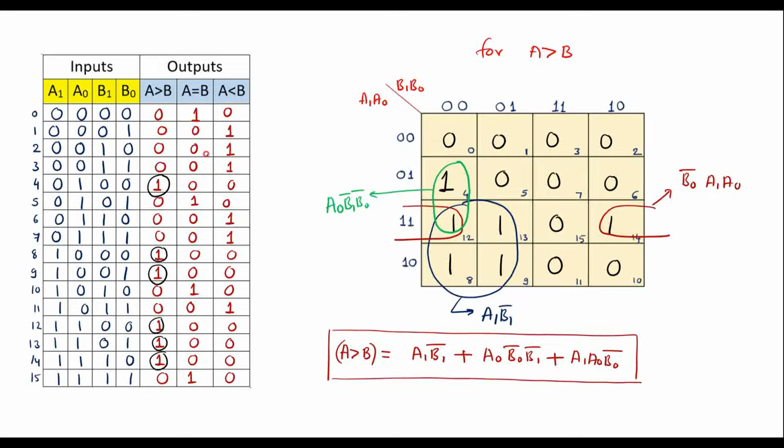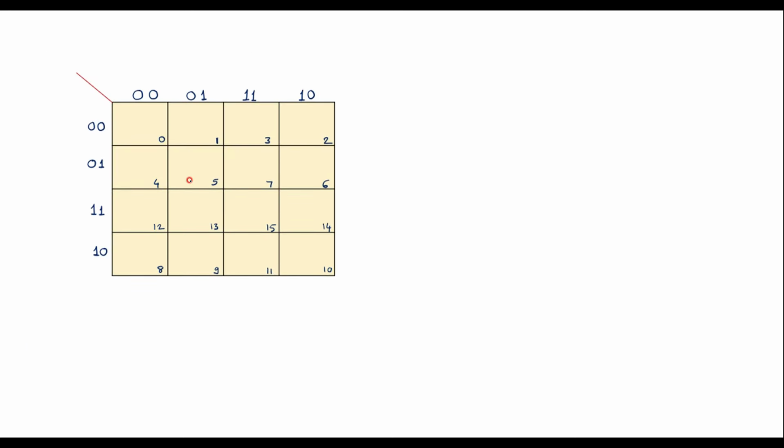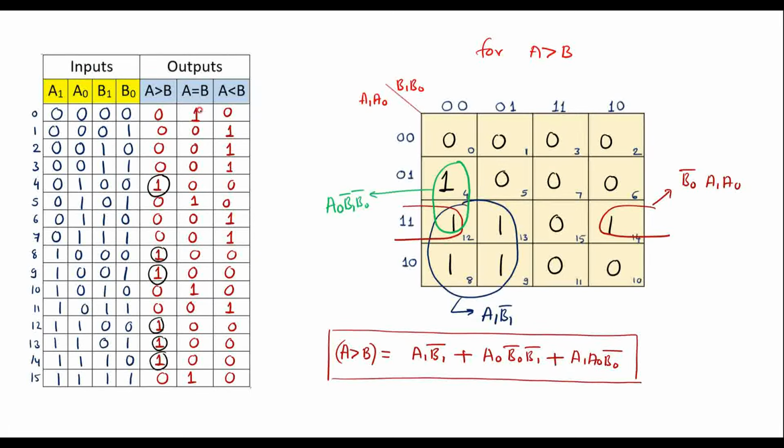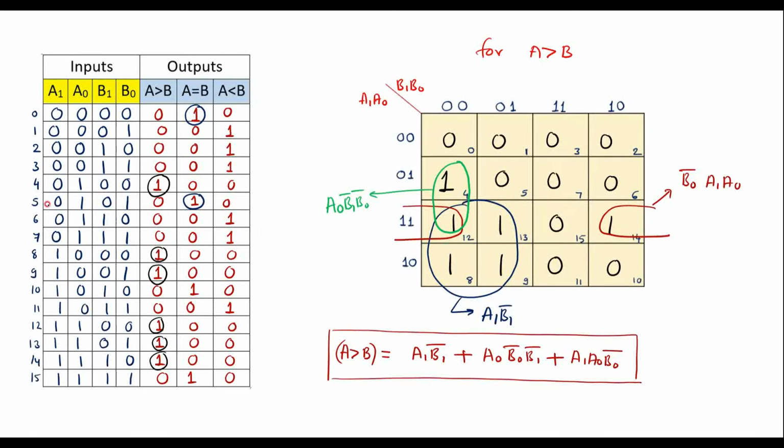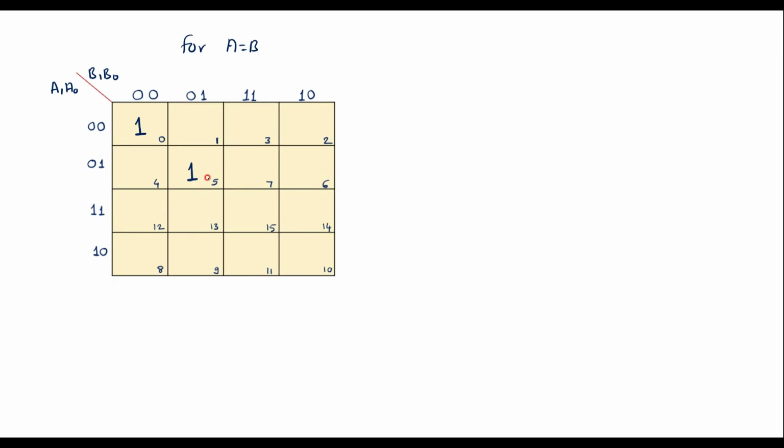Similarly, we have to get the Boolean expression for A equal to B and A less than B. Now let me find for A equal to B. Let me use this four variable K map for A equal to B. For A equal to B, the variables are A1, A0, B1, B0. So here in this column, we have 1, that is for 0. So in cell 0, write 1. Then we have 1 here, that is 5. Here we have 1, that is 10. And here we have 1, that is 15. So in 5 we have to write 1, in cell 10 write 1, in cell 15 write 1. In all other cells the value is 0.